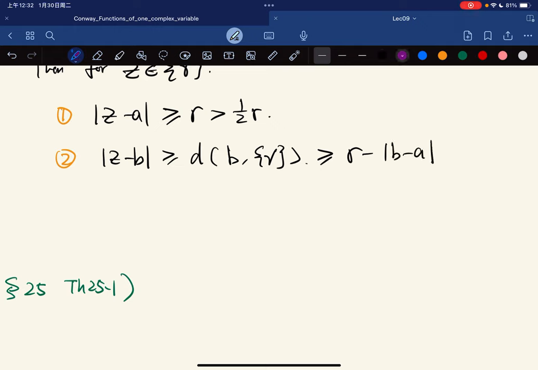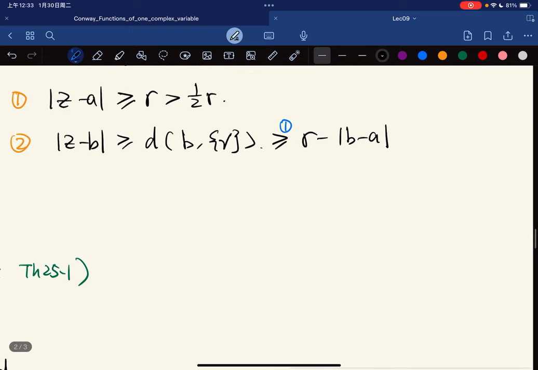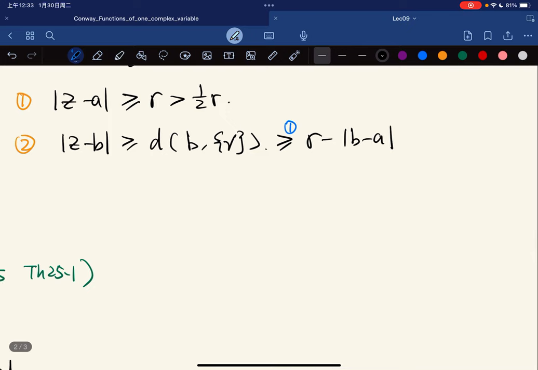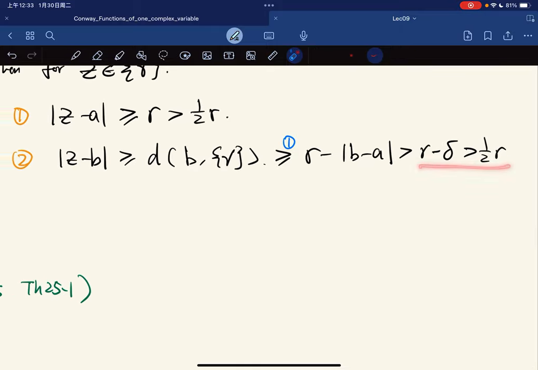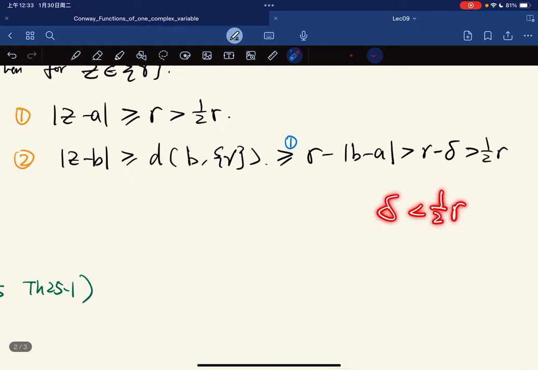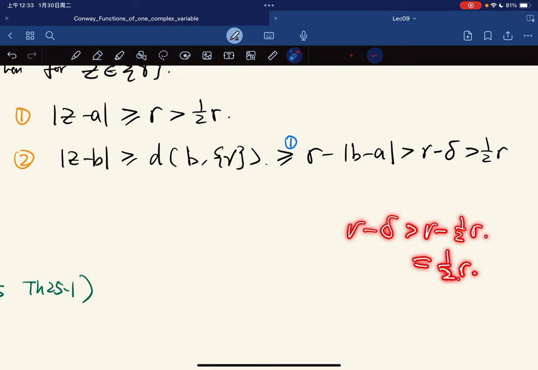Let me mark this by one. So I'm pretty sure this is not clear for most of you guys. I'll come back to here later. Greater than R minus delta, which is greater than 1 over 2 R. Okay, so why is this true? Because delta is less than 1 over 2 R. Okay, so R minus delta is greater than R minus 1 over 2 R, which is 1 over 2 R. Okay.